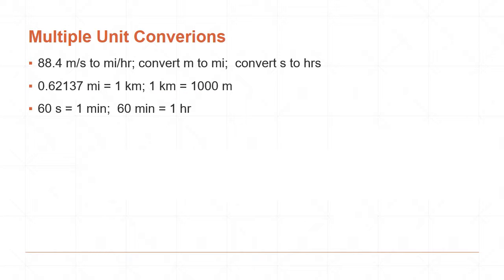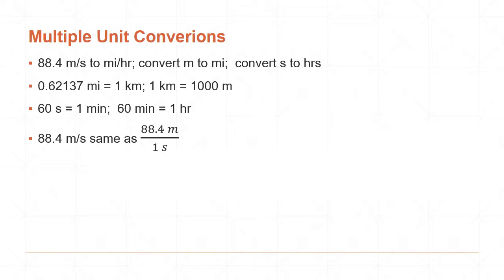My other relationships are also exact. 60 seconds equals 1 minute. Each of these has an infinite number of significant figures. 60 minutes in 1 hour. Each of those also has an infinite number of significant figures. So the only contribution I have to significant figures in all of this is 5 sig figs here, 3 sig figs in my input. So let's see how I'm going to do that problem.